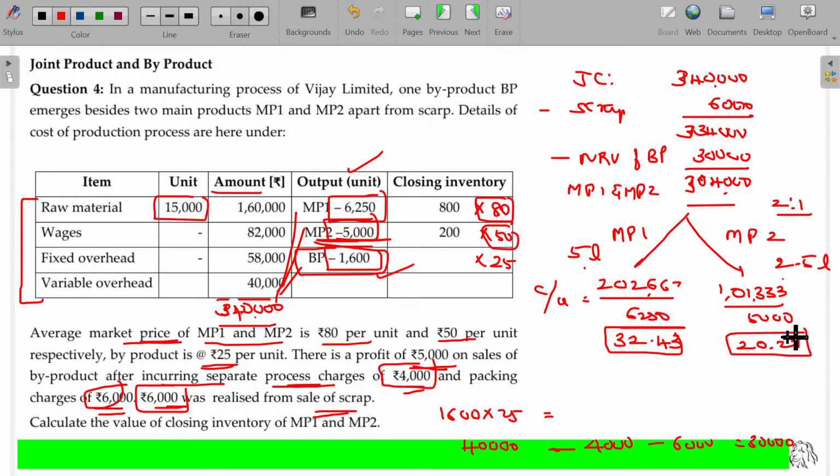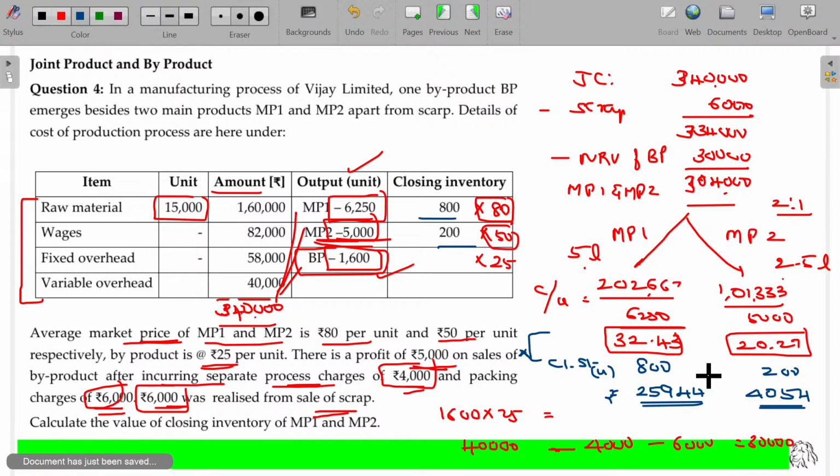20.27. Now we have to find out the closing stock value. What is the closing stock you have? 800 units and 200 units. This is cost per unit. You multiply these two to get the closing stock value. This is unit in rupees. 800 into 32.43 is 25,944. Here 20.27 into 200 is 4,054 as the closing stock value.